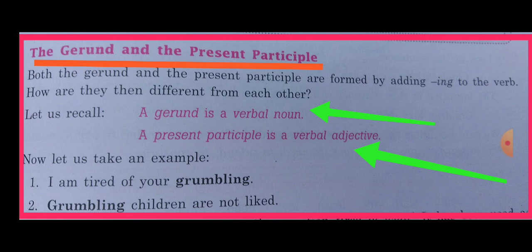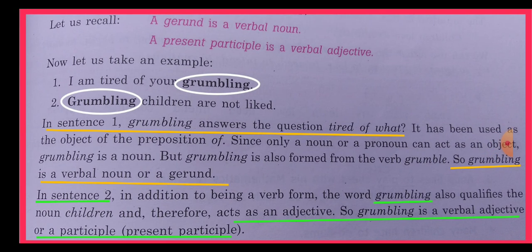Now the difference between the gerund and the present participle. A gerund is a verbal noun and a present participle is a verbal adjective, because the ing form of the verb is used in a gerund as well as in a present participle. So you will have to remember that if the ing form of the verb is working like an adjective in the sentence, then it is a present participle, but if it is working like a noun in the sentence, then it is a gerund. Like, "I am tired of your grumbling."